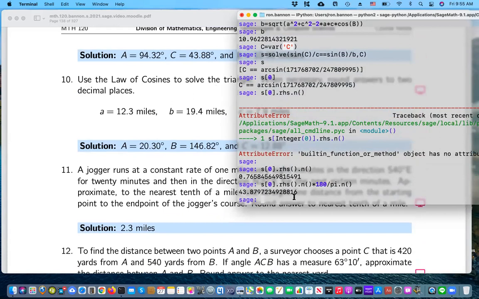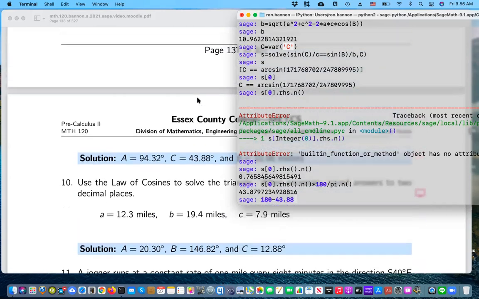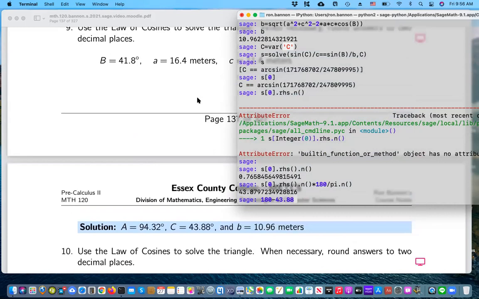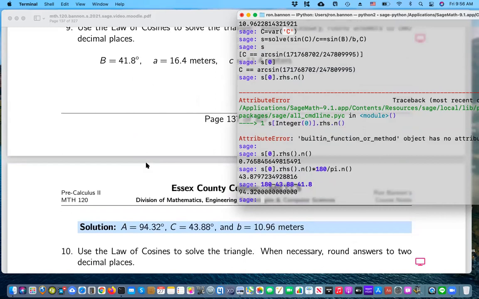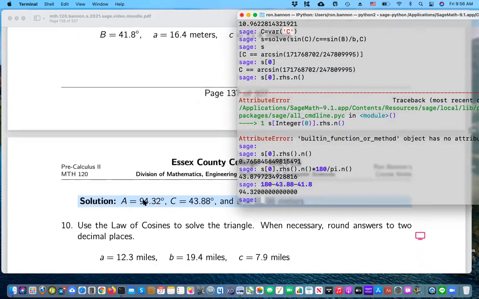Now, if you want to get A, what you're going to do, and let me write this down for you, it's going to be 180 minus 43.88. Now, I hope you can remember. If you can't, though, you go back and look at the notes. Minus 41.8. Whoops. All right. No screwing up there, huh? 41.8. Right, what do you get? 94.32 as they're indicating over here.